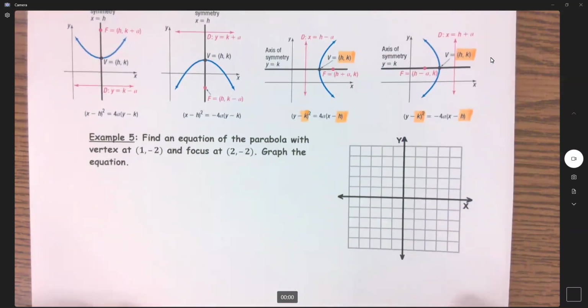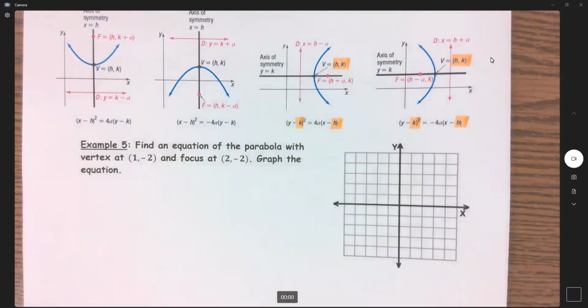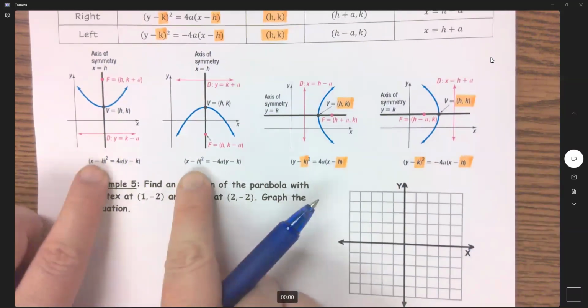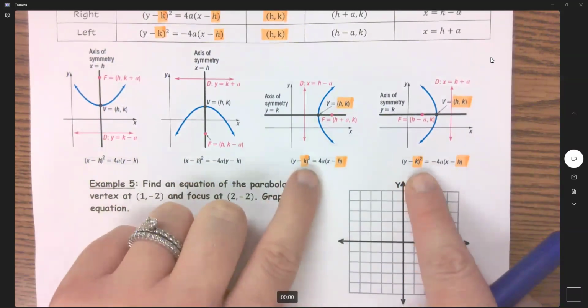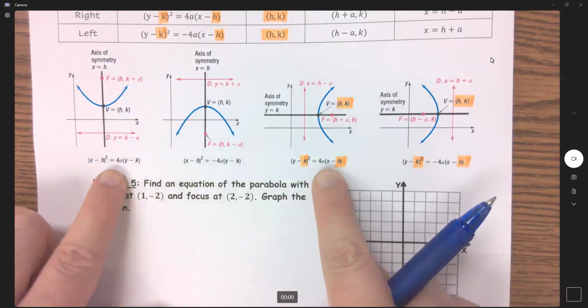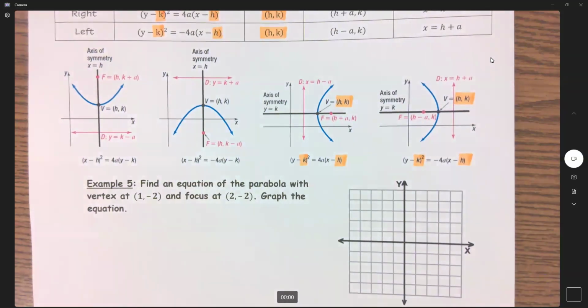Okay, let's plot these as we read them in example 5. And by the way, you can tell the difference between these the same way: you have x squareds versus y squareds, and positive 4a's versus negative 4a's. So example 5, plot these as we read them.